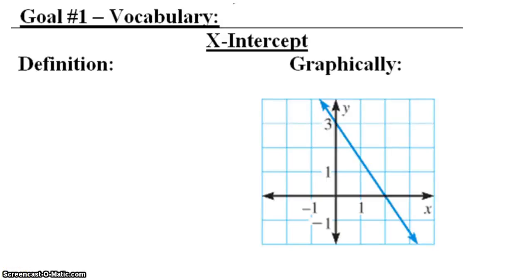Welcome. This is session 4.3, X and Y Intercepts. Our goal today is to be able to find x and y intercepts and figure out what they are. First, let's take a look at our definition. An x-intercept is the point where the line crosses the x-axis. So it's the point where the line crosses the x-axis.